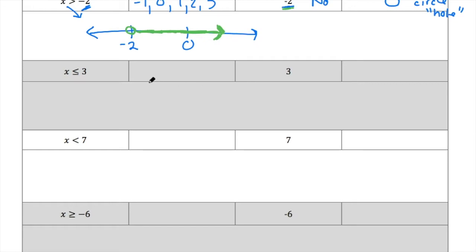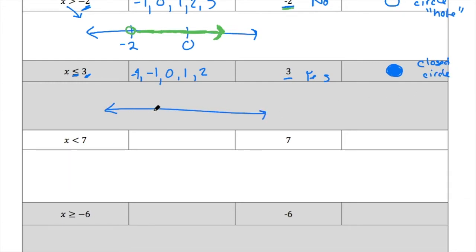X is less than or equal to 3. What are some points that would work for this? So let's jot some down like 2, 1, 0, -1, -4. All of those would be values that would work. What about 3 itself? Does 3 work? Yes, because 3 is less than or equal to. Because we have the or equal to part, it does work. So since we're shading, we're marking points that work, this would get marked with a filled-in circle. Sometimes we call it a closed circle, because it's a value that does make this a true statement.